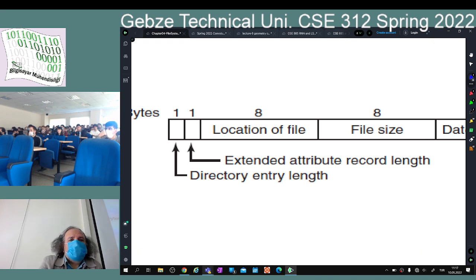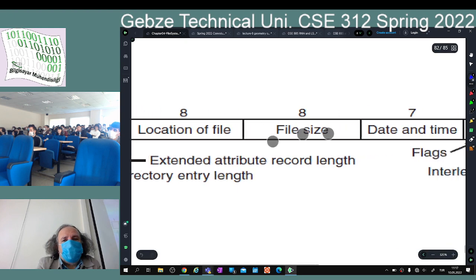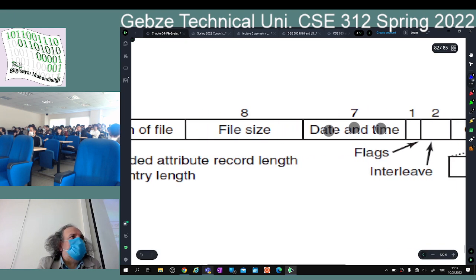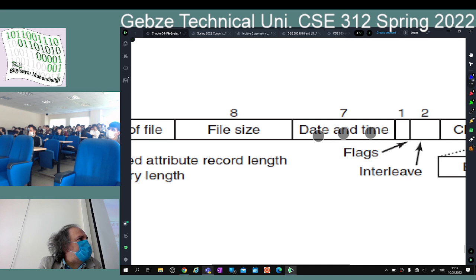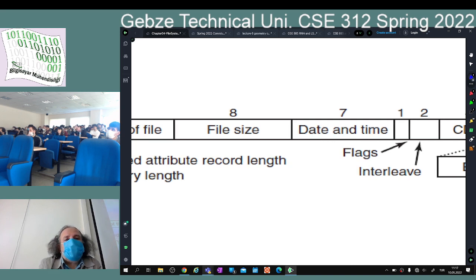This is the location of the file, 8 bytes. That means my file is at this minute and second position on the CD-ROM, and this is the size of the file. This is the date and time of the creation, not modification. Remember, I don't keep that information because I don't modify it, or the last reference time. Okay, I don't keep the last reference time of my CD-ROM file, because I cannot modify it.